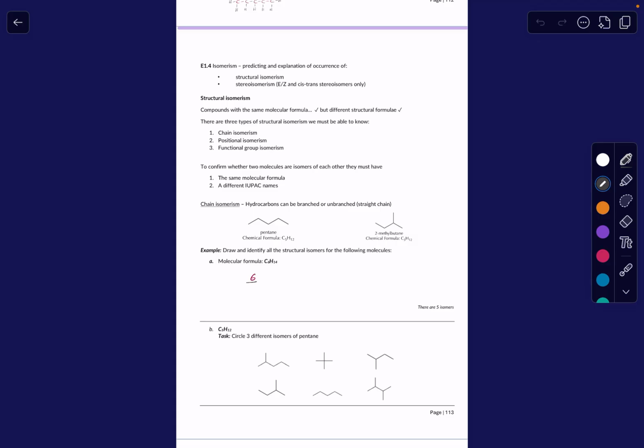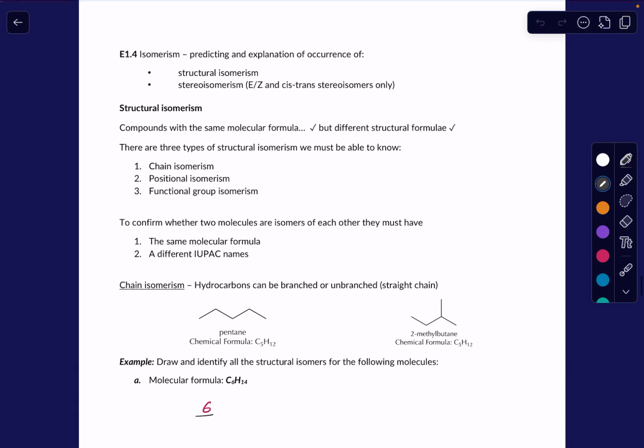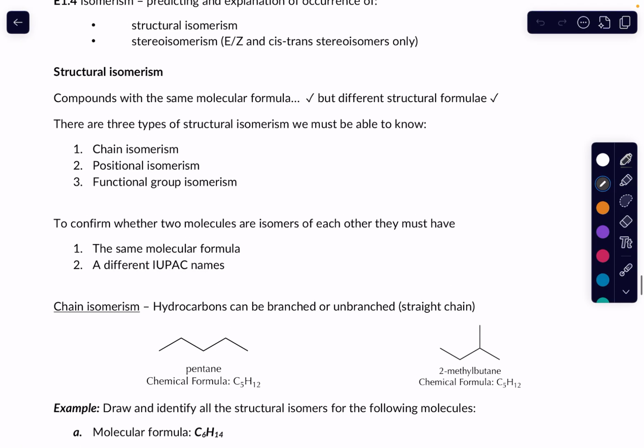So for structural isomerism, it's a compound that has the same molecular formula but a different structural formula. Let me give you a very quick example of what this might look like, and I'm going to use butane as the example. We know that the molecular formula for butane, which is a straight chain, is just going to be C4, double it, add 2, is H10. Now I can draw butane with 4 carbons like this: 1, 2, 3, and 4. And that is the molecular formula for butane.